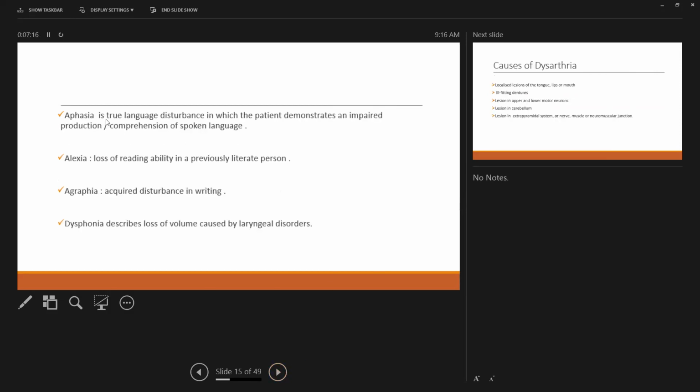Then there is aphasia, which is a true language disturbance in which the patient demonstrates impaired production or comprehension of spoken language. Then there is dysphonia, which describes loss of volume caused by laryngeal disorders. And alexia is loss of ability to read in a previously literate person. And agraphia is acquired disturbance in writing.